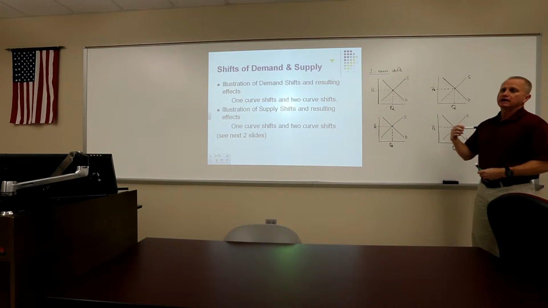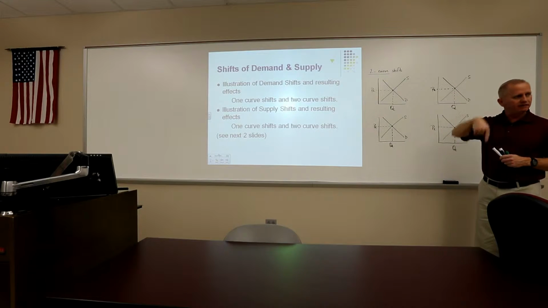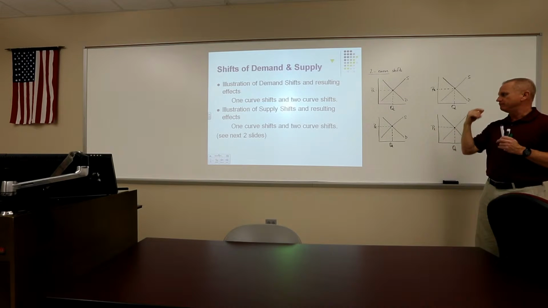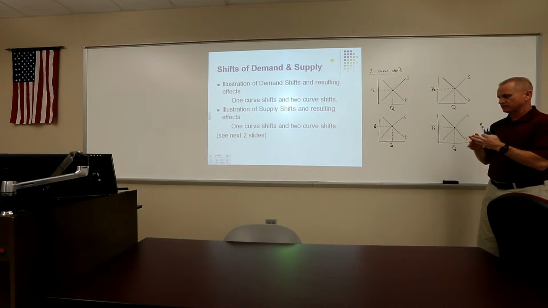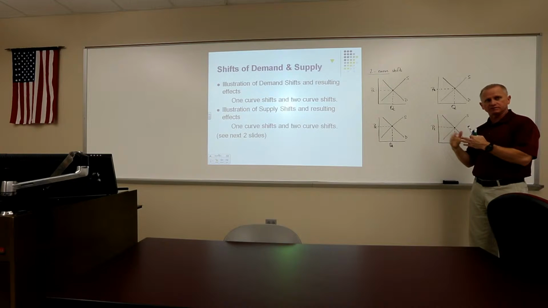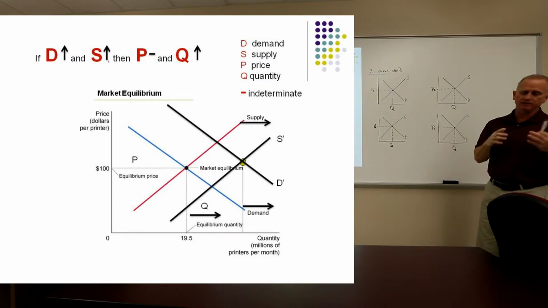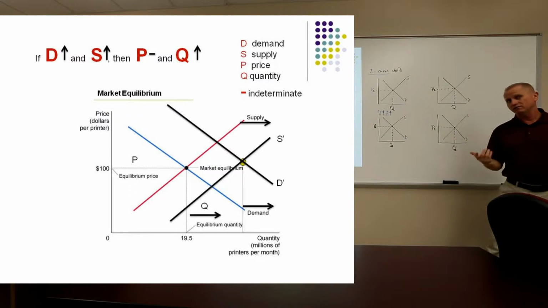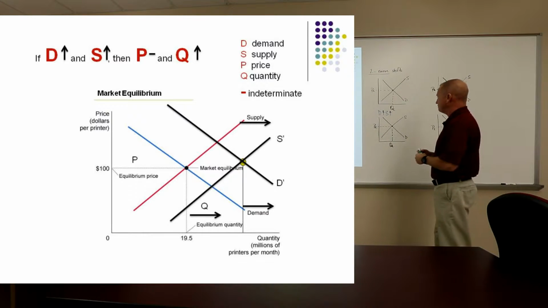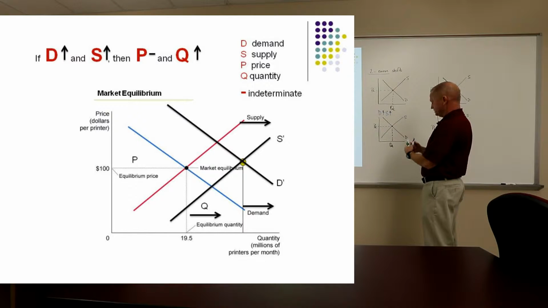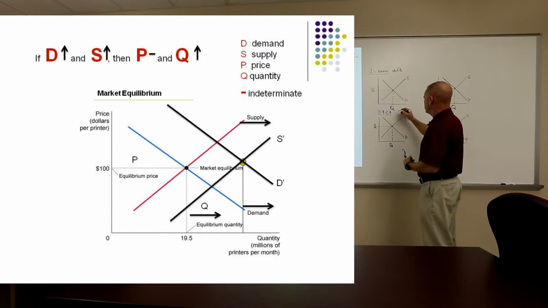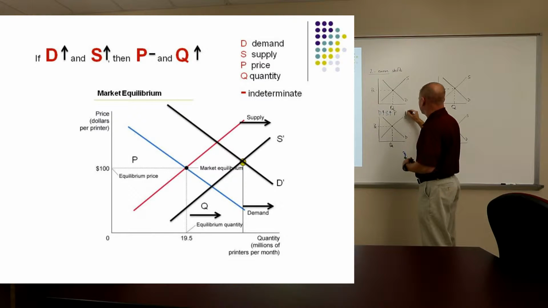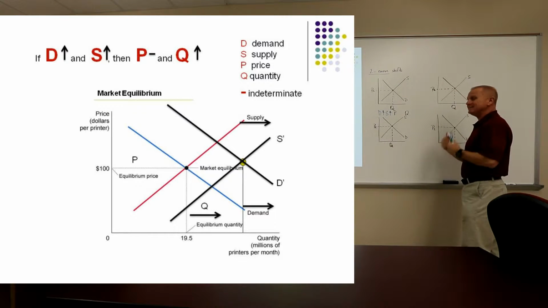All right, and like I had done the other day, I'm going to use up arrow for increase, down arrow for decrease. That indicates that I'm going to be shifting the curve. If it's increase, it'll be shift to the right, decrease, shift to the left. So in the first scenario, demand increases, supply increases. I want to know what happens to price and quantity, equilibrium price and quantity?